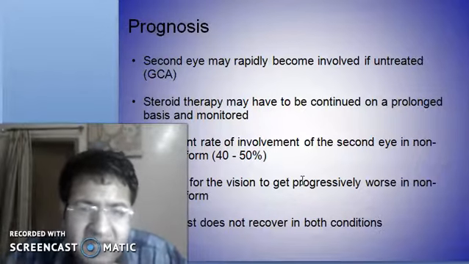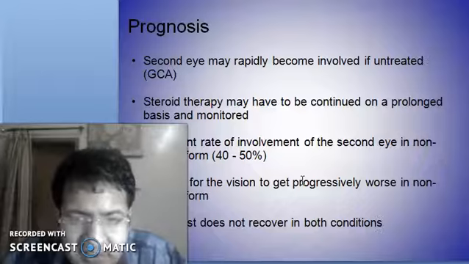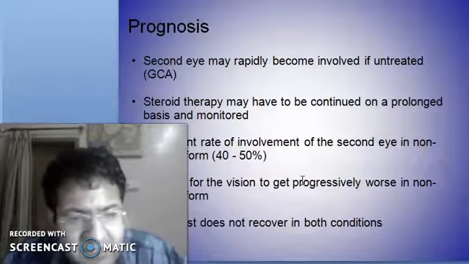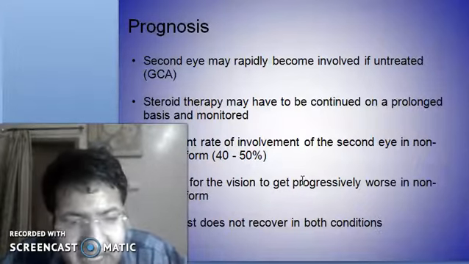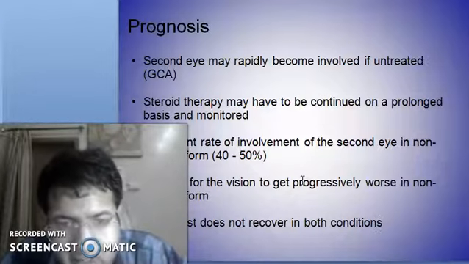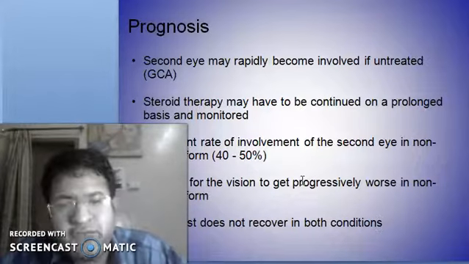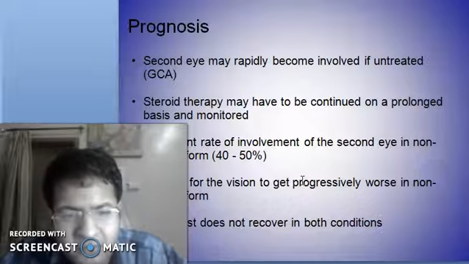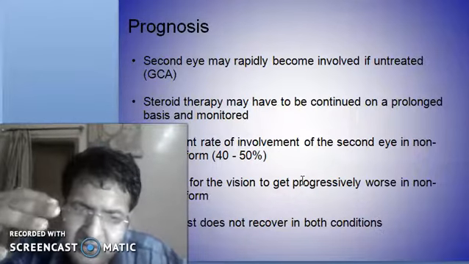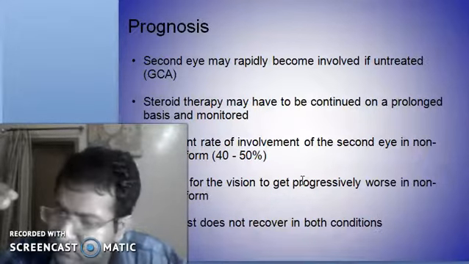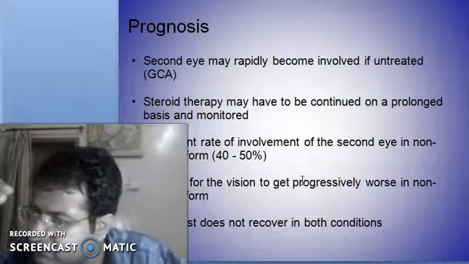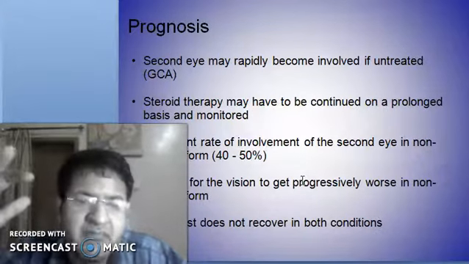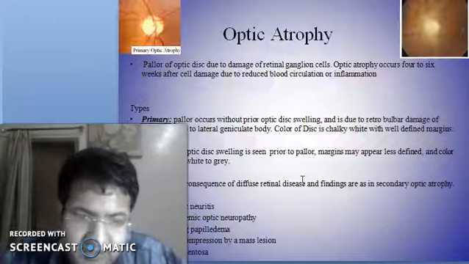There is a significant rate of involvement of the other eye in the non-arthritic form, 40 to 50%, even in NAION. It is unusual for the vision to get progressively worse in the non-arthritic form. It means there is a vision loss, it becomes stable there, and progression is seldom seen. Vision lost does not recover in both these conditions.